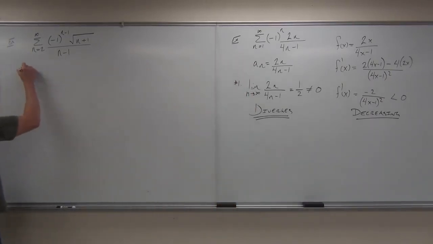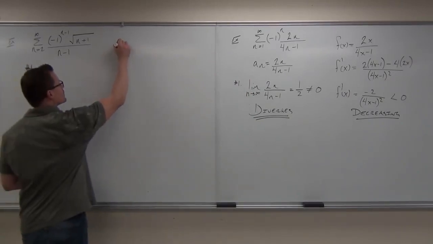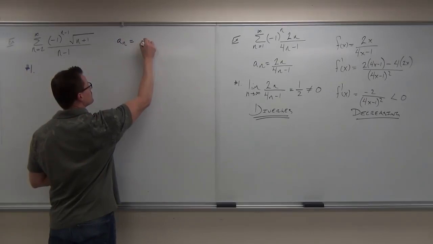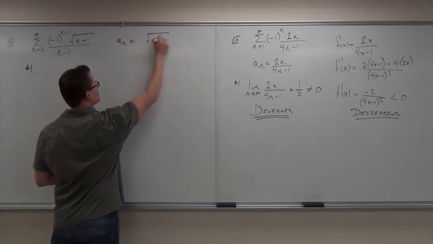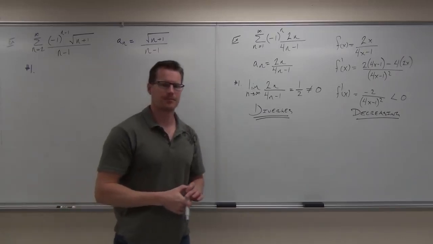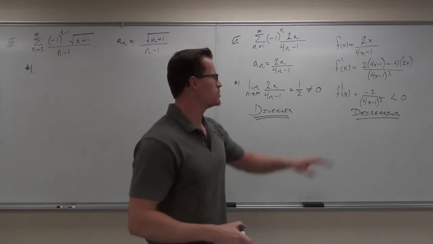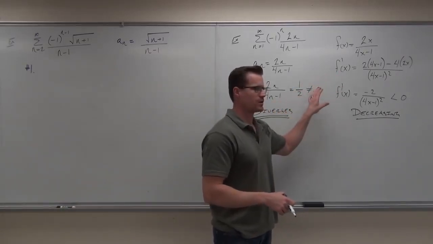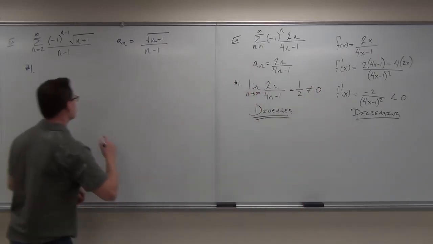What are you going to do first, ladies and gentlemen? Let's look at a sub n. What is our a sub n in our case? Square root of n plus 1 over n minus 1. Okay, now what? Would you do decreasing or limit first? Limit. Do the limit first then.